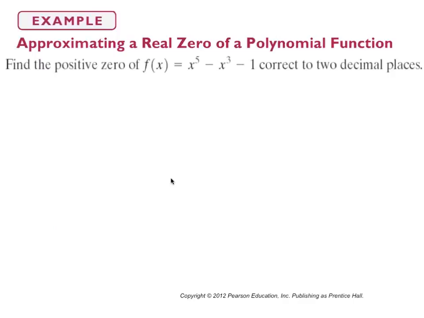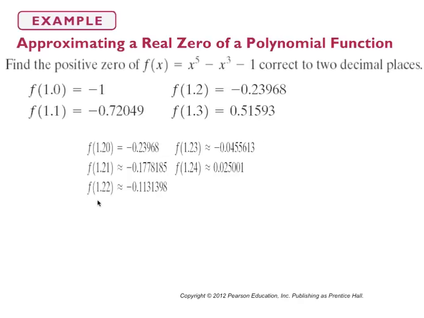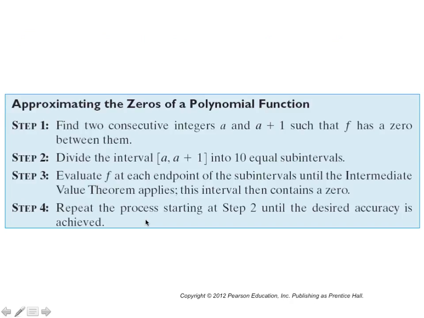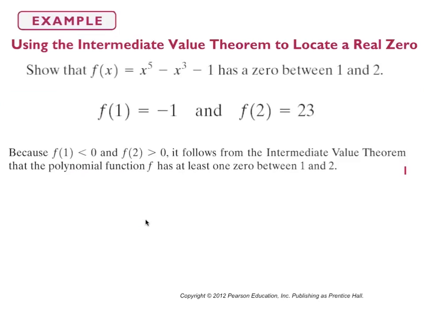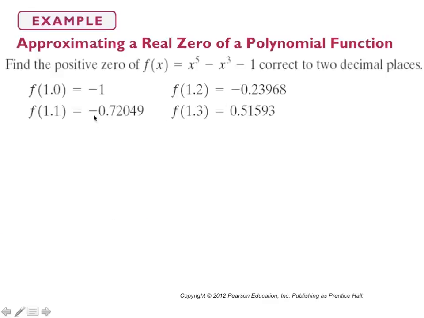x to the 5th minus x cubed minus 1, it's the same one. We know that f of 1 is negative 1 and f of 2 is 23. So we know we have a zero between 1 and 2. What we do is divide our interval into 10 subintervals, so we divide it into tenths. We have 1.0, 1.1, 1.2, 1.3. And what we find is that when we get to 1.2 and 1.3, we have a negative number, and then it flips to positive.